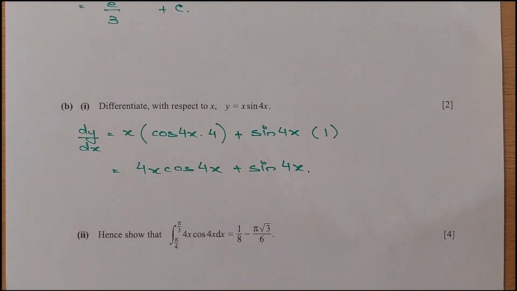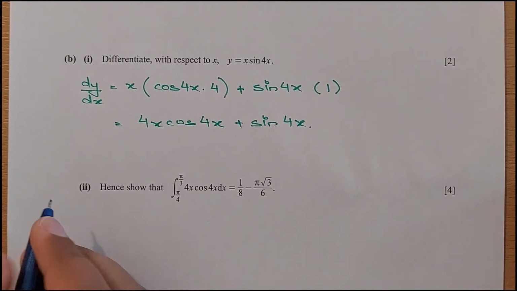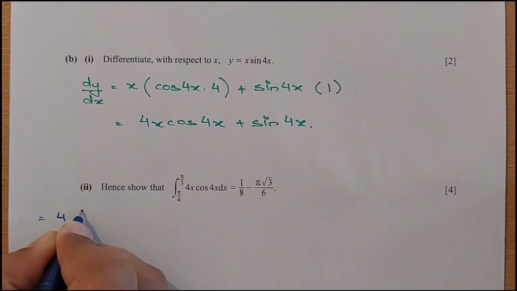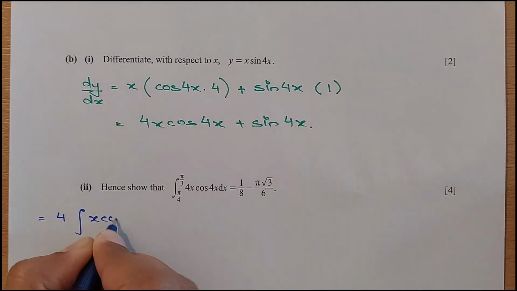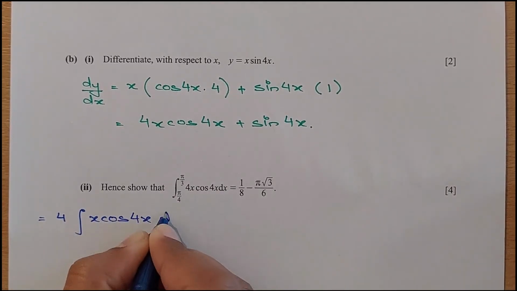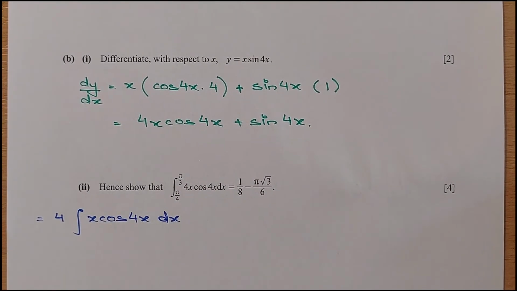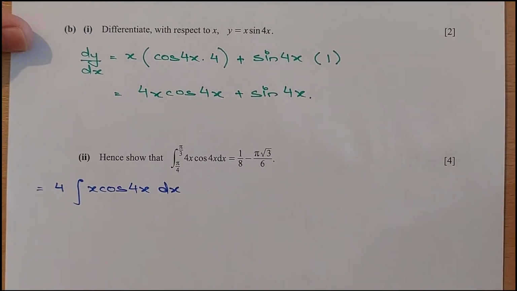It's again a product rule of integration. We use integration by parts. So 4 is outside. Let me use this indefinite integral: we have x cos 4x dx. At the end I will substitute the upper and the lower limits, right? So let me use by parts here.